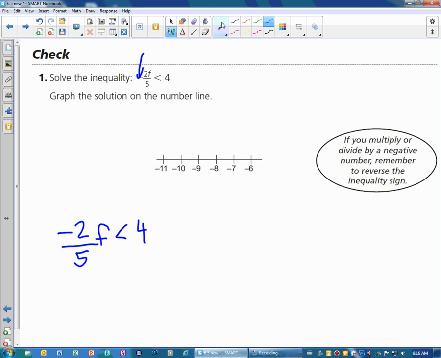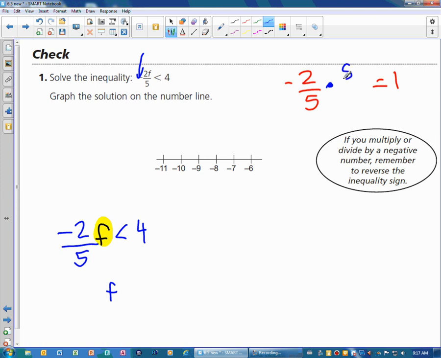Okay, here's my variable right here. I need to isolate that f. F is being multiplied by negative 2/5. I have to make negative 2/5 into 1. What can I multiply that negative 2/5 by to make it a 1? Because then I just have f, right? So how do I get rid of that 5 on the bottom?